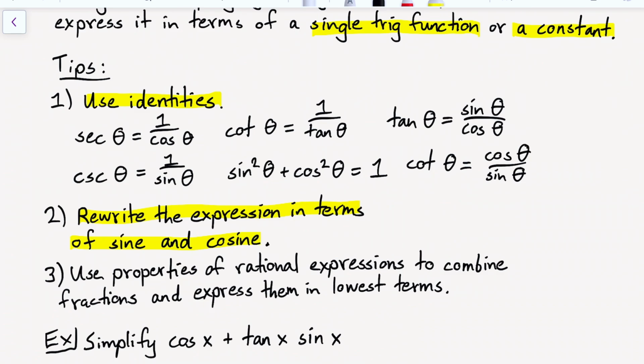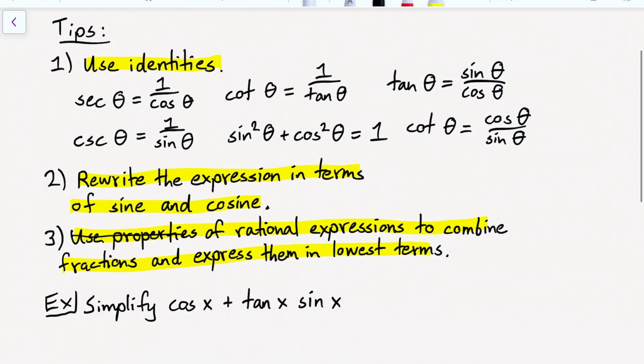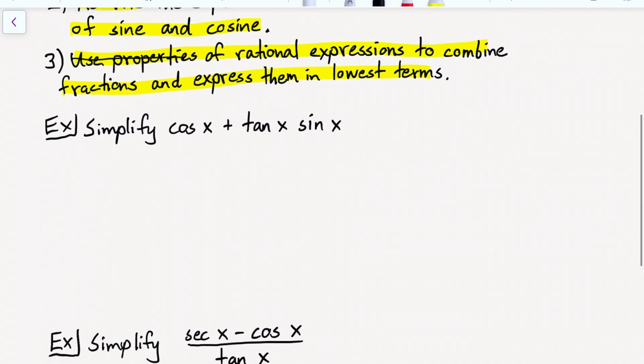Third, because many of these identities involve fractions, we're going to end up using properties of rational expressions to combine fractions and express them in lowest terms. So we need to recall everything that we've learned previously about working with rational expressions or with fractions. Let's try a couple of examples.